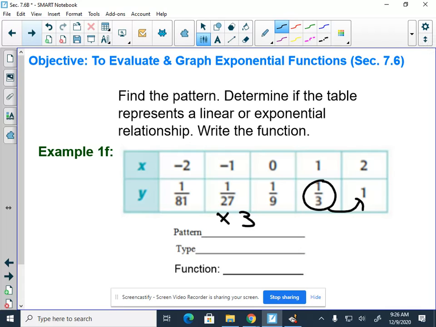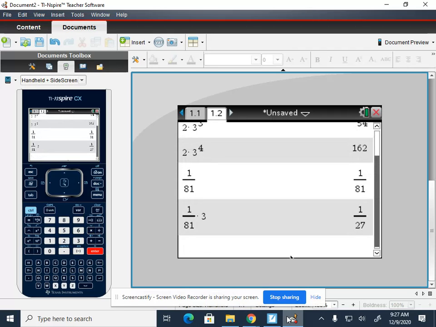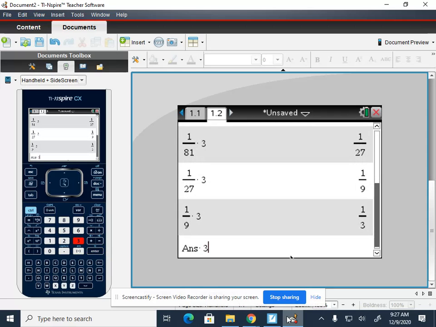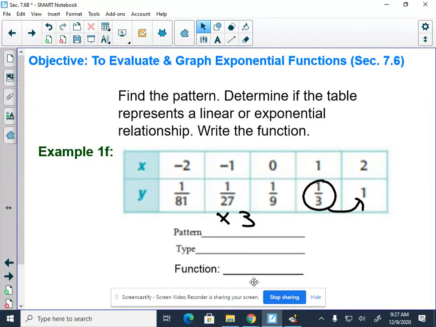Now I'm going to prove it to you. I'm going to put in 1/81 in the calculator. And then I'm going to take it times 3. It gets me 1/27. Times 3 is 1/9. Times 3 is 1/3. Times 3 is 1. So each of these is times 3. So that makes it exponential.